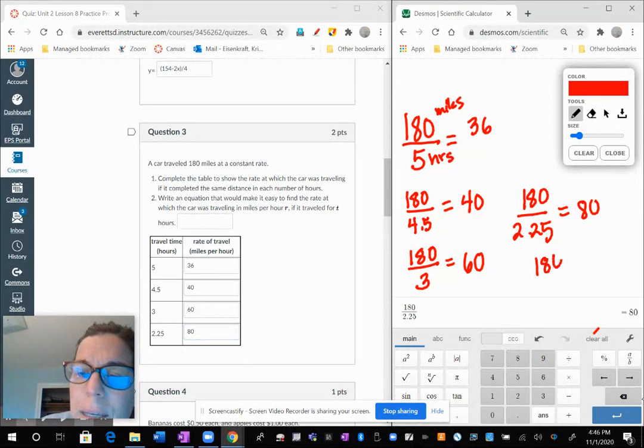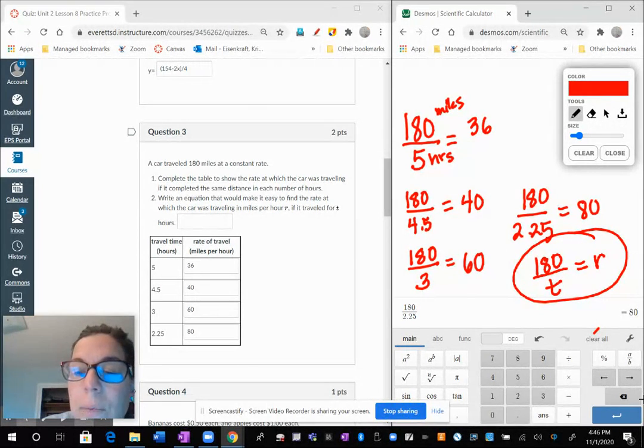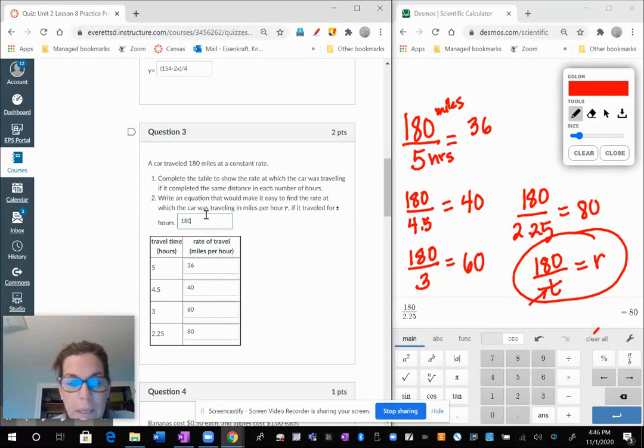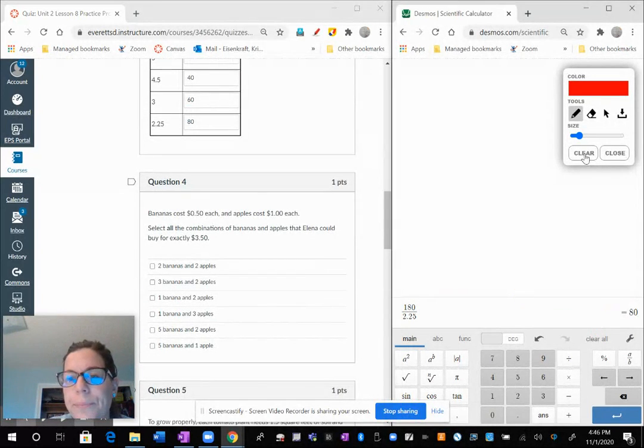We took 180 divided by the time, and we got the rate. And that was a really efficient way because we were given time and we were calculating rate. So that is the equation I'm going to put here: 180 divided by time equals R. Let's make it look a little cleaner. There we go. Okay, question 4.